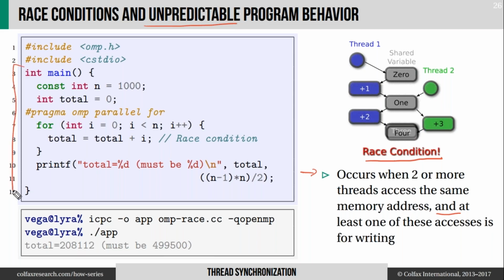Here is an example of an application with a race condition. Pretend first that this is not here, and then it's easy to understand what's happening. I'm trying to compute the sum 0 plus 1 plus 2 plus 3 plus and so on plus 999. As a serial application, it is straightforward, and I actually know how to compute the sum analytically because I went to middle school, and you probably know that as well. This is the correct answer.